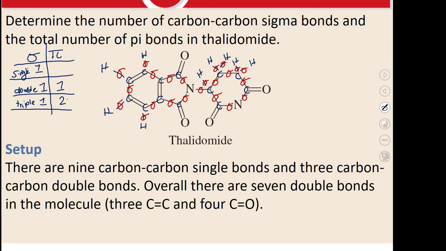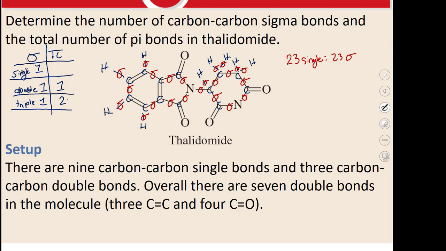1, 2, 3, 4, 5, 6, 7, 8, 9, 10, 11, 12, 13, 14, 15, 16, 17, 18, 19, 20, 21, 22, 23. So I have 23 single bonds, which gives me 23 sigmas. Now, that's not my total sigmas, that's just the sigmas from the single bonds. We still have sigmas also from the double bonds.